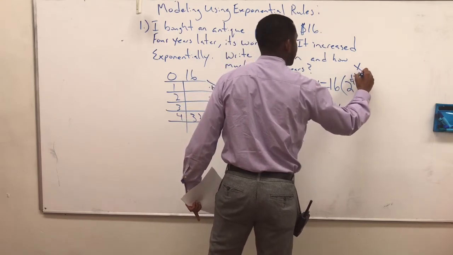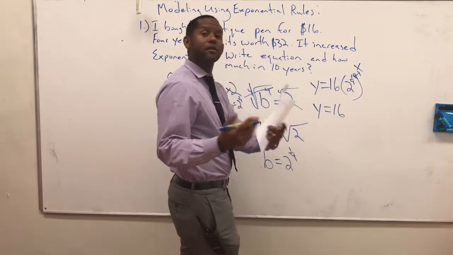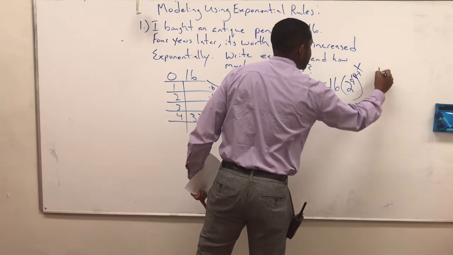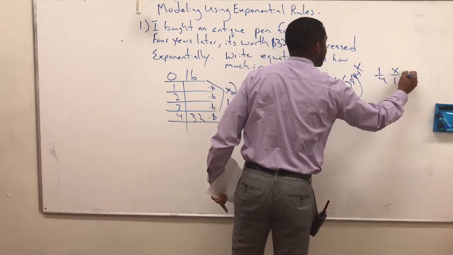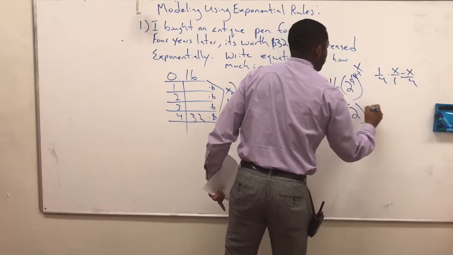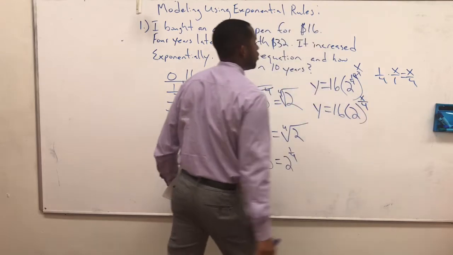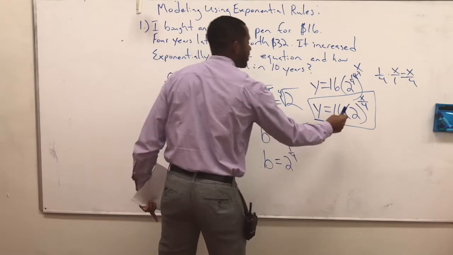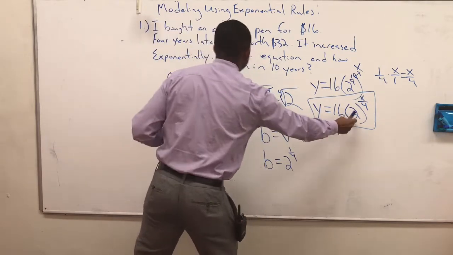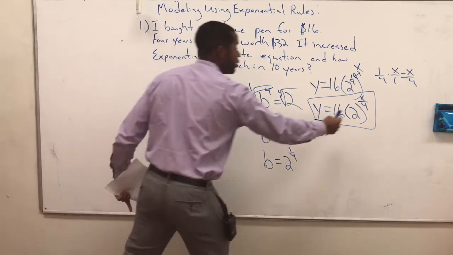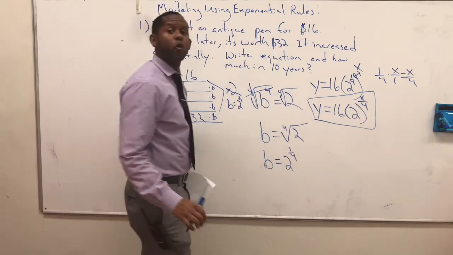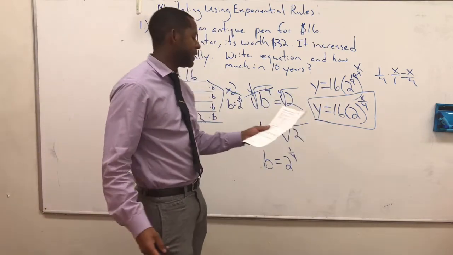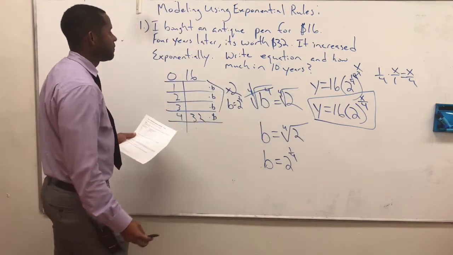So I also know that this is 16. If this is 2 to the 1/4 times x, I can actually multiply those together using the power rule. So I get 2 to the, and if I do 1/4 times x over 1, I get x over 4. 2 to the x over 4. And this shows me what I need to know. I started with 16, and it is doubling, times 2, over every 4 years. So that's what I want to end up with. This is the format that you're going to need to use for this test, right?